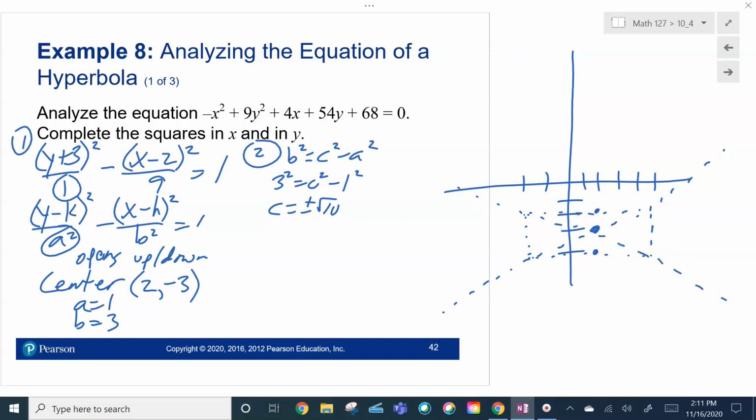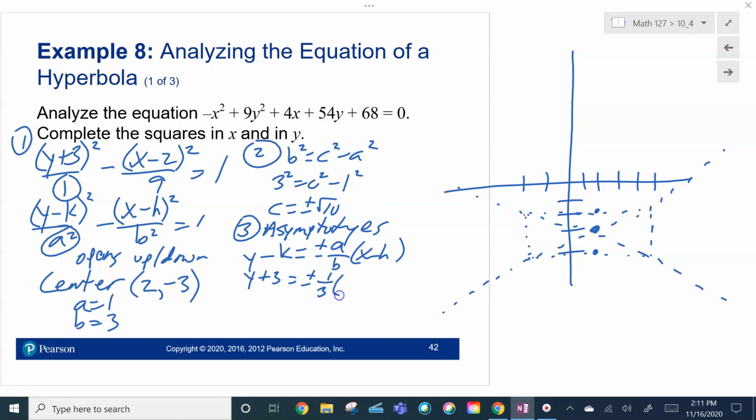Kind of tells how wide it is. So the asymptotes will be y minus k equals plus or minus a over b, x minus h. So y minus k, my k is negative 3, so y plus 3 equals plus or minus 1 over 3 times x minus 2. There's the equation for both of my asymptotes.